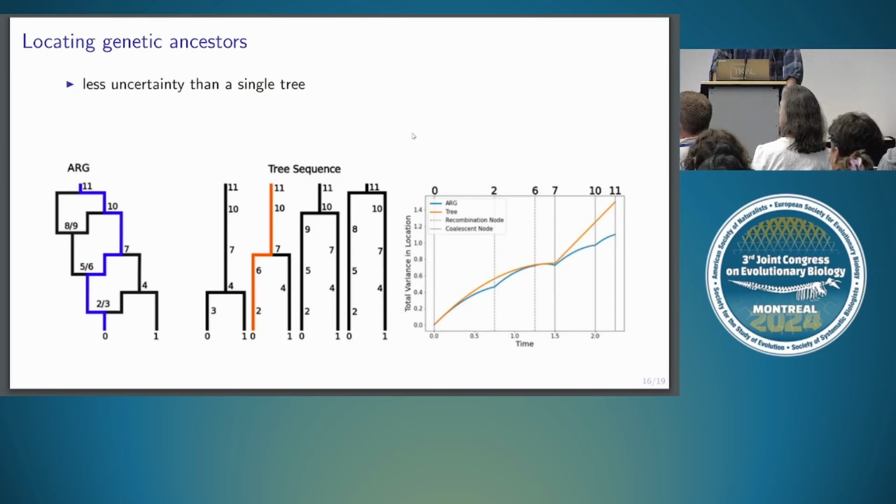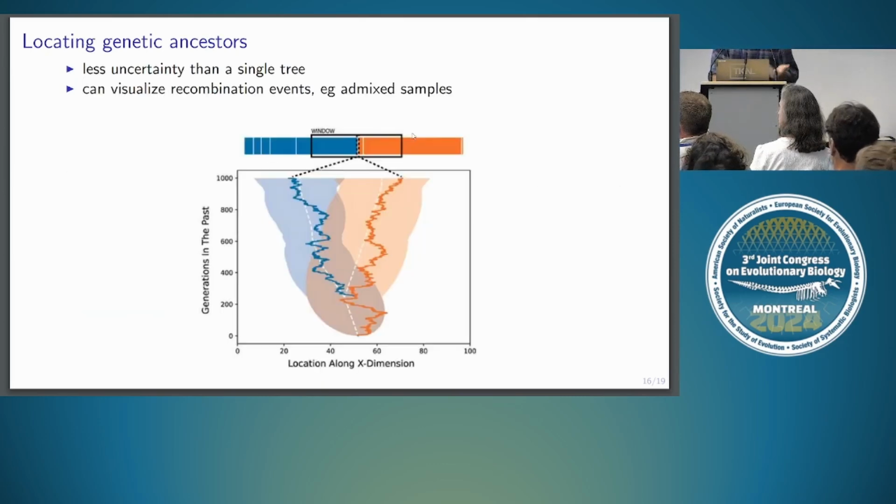So I'll do this part quickly. When we turn to locating genetic ancestors, we see some benefits. There's less uncertainty because we're using more information. We can visualize recombination events, so we can trace a lineage back and actually know when it splits and kind of visualize this ancestry from multiple founding populations, perhaps, which was a benefit.